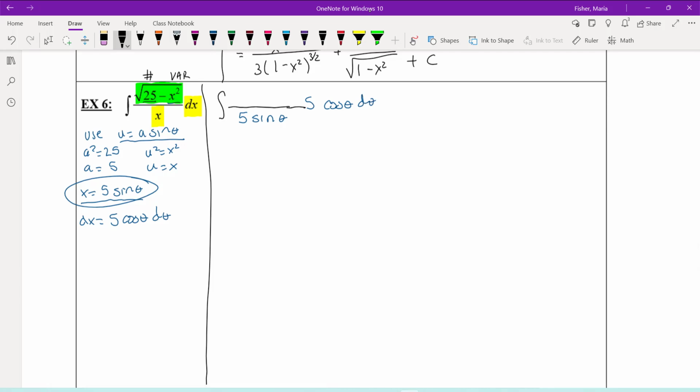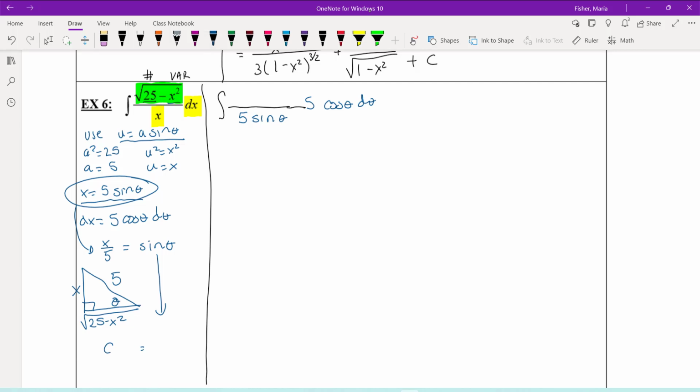Now let's make that triangle. Well, if x is equal to 5 sine theta, I know that x over 5 is going to equal the sine of theta. If this is my triangle and this is theta, I know that opposite is going to be x, hypotenuse is going to be 5, and that this missing side is going to be the radical 25 minus x squared. Which trig function relates with the Pythagorean identity with sine? We know that that's cosine.